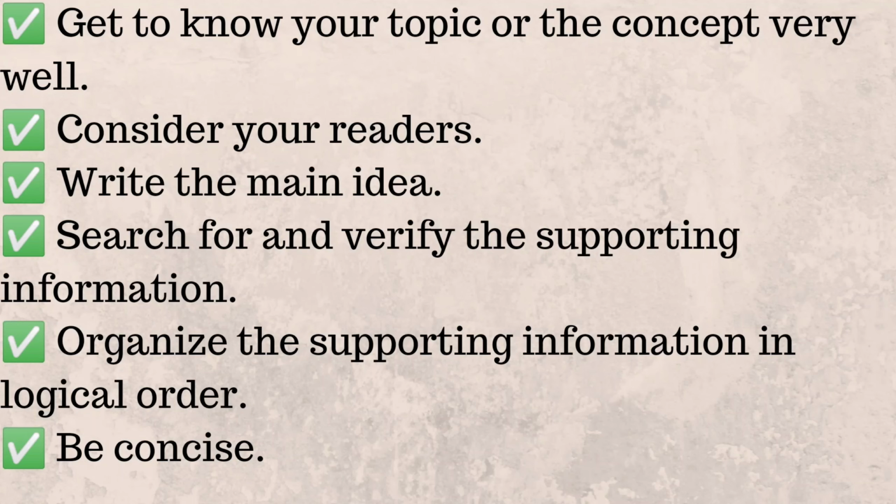Here are the things that you have to remember when writing an informative text. 1. Get to know your topic or the concept very well. 2. Consider your readers. Write the main idea. 3. Search for and verify the supporting information. 4. Organize the supporting information in logical order. 5. Be concise.